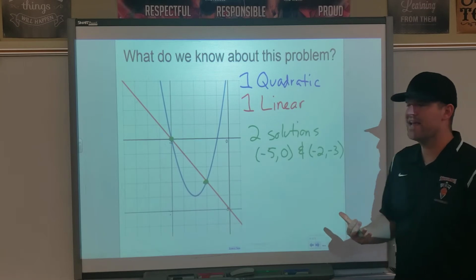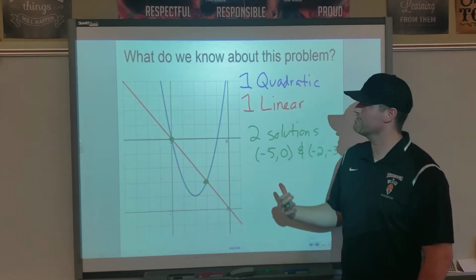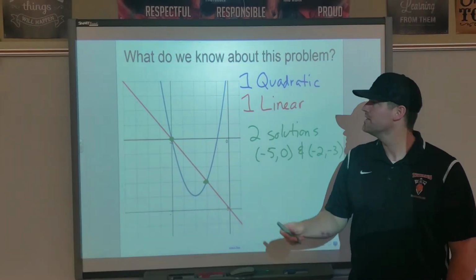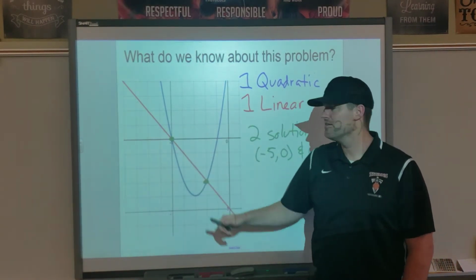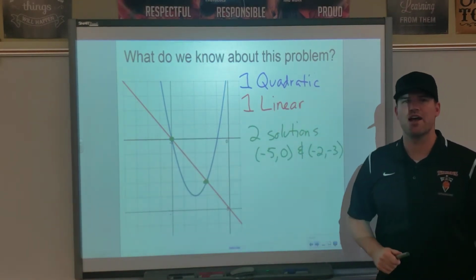So again, to recap some of the key points. Systems of equations, we have more than one equation. If it's quadratic, it's the parabola. If it's linear, it's a line. And our solutions are where the 2 graphs cross.